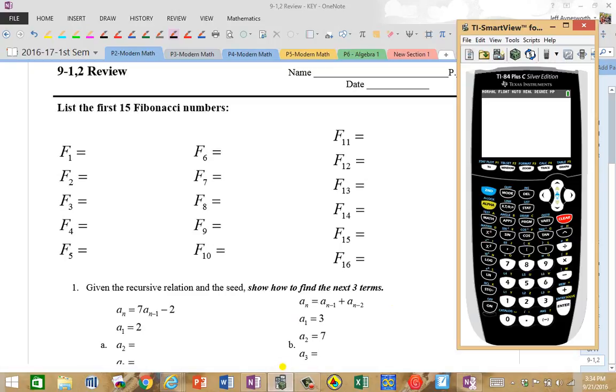Get your calculator handy because we are going to go through all kinds of Fibonacci work and with recursive functions, the whole bit. So have your calculator ready. I'm going to be using the TI-84 here. You can use whatever you want, and let's get started, okay?